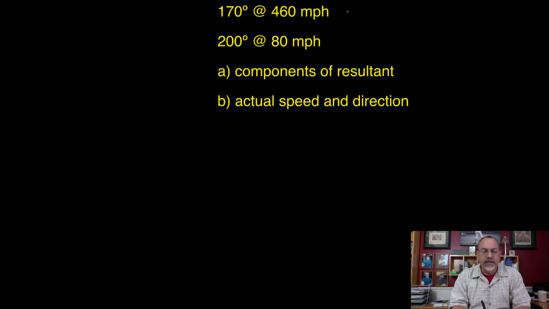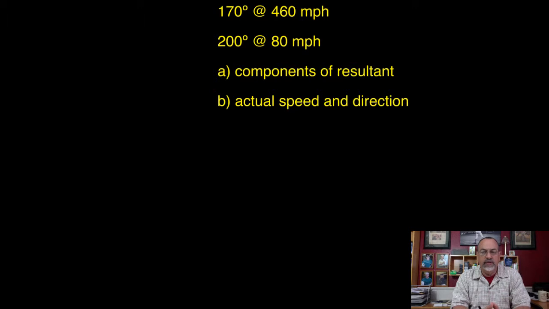Pre-calculus, chapter 6, lesson 1, and I want to do one example where we take some of this vector arithmetic that we've been working with and we apply it to a problem. In this problem, we have an airplane that's flying at a heading of 170 degrees and its ground speed is 460 miles an hour. And then we have a wind that's blowing at a heading of 200 degrees and its speed is 80 miles an hour.